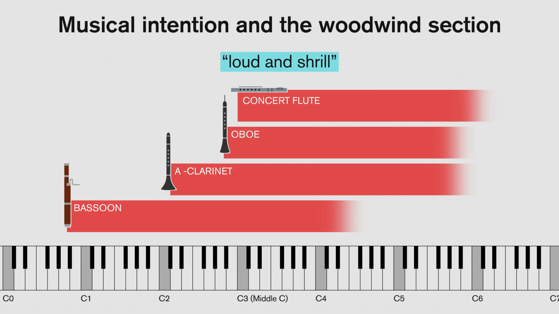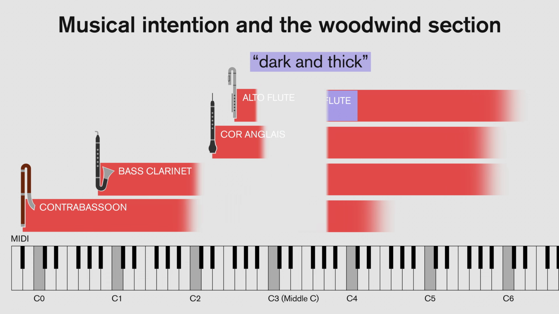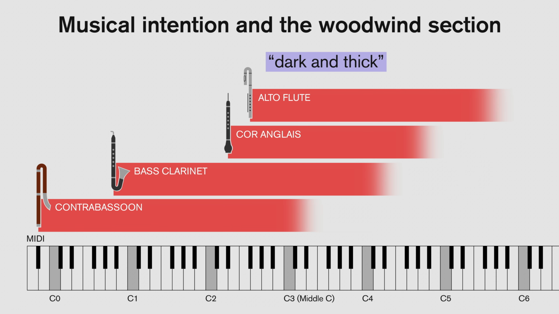If we needed something more balanced, blending more with the other sections, then we would pick the registers that have the most dynamic control, and which are most comfortable for the players, so we go more into the middle of the ranges. If our intention is to be dark and thick, then we're using low registers, or even lower instruments, and maybe choosing the instrument based on the dynamic that we need.